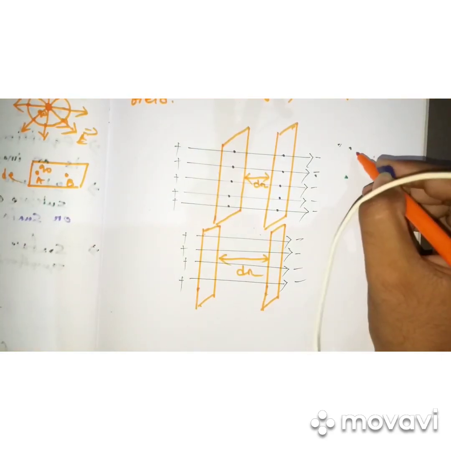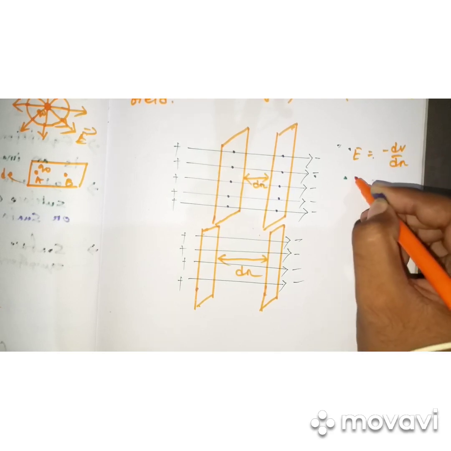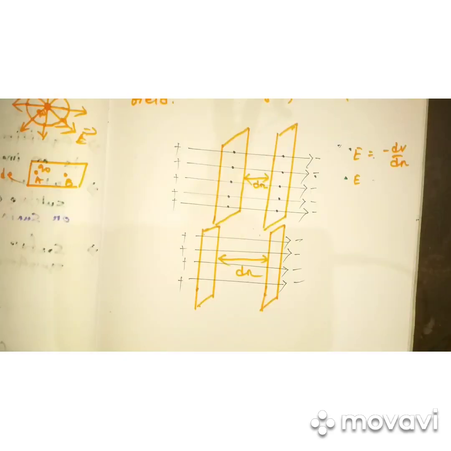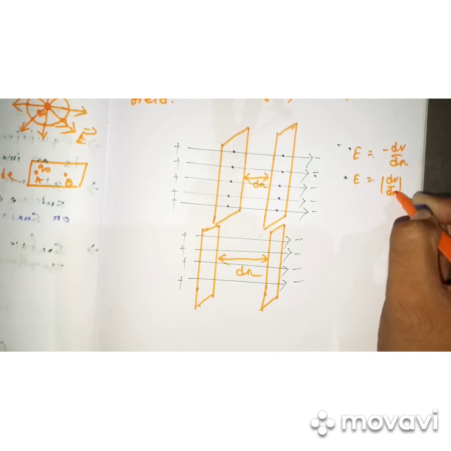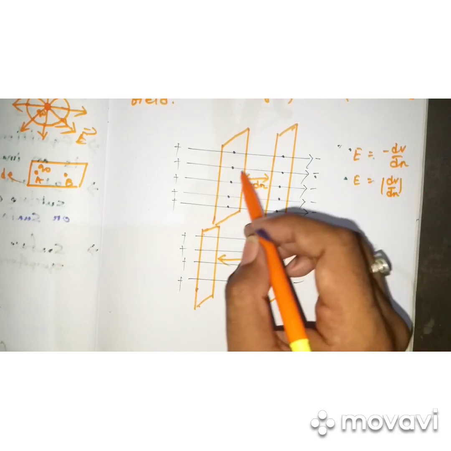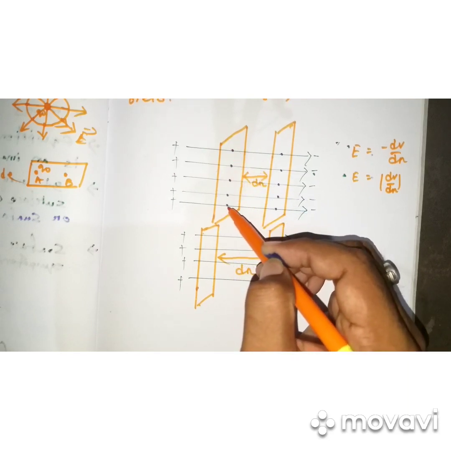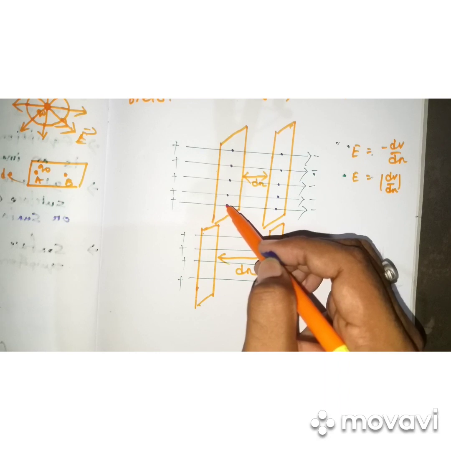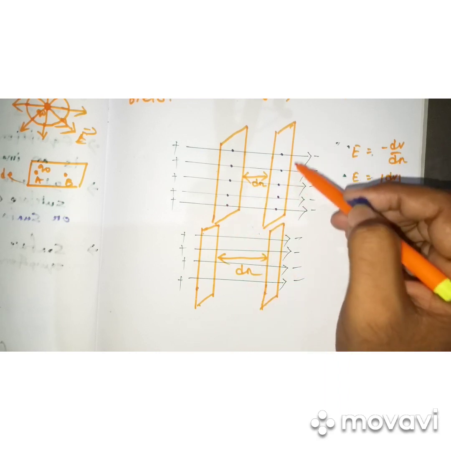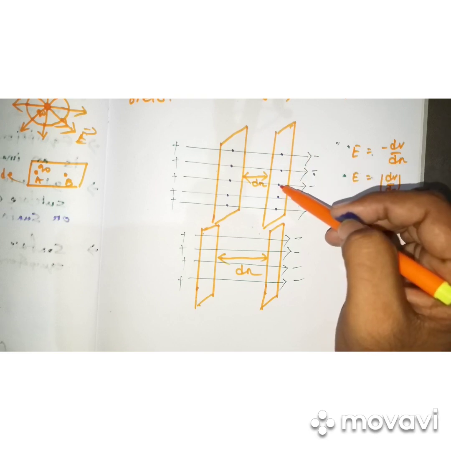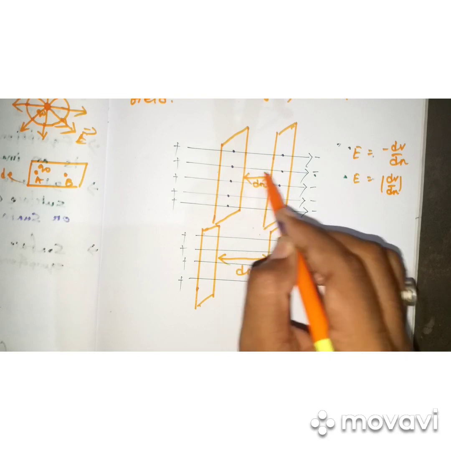We know E equals minus dV by dr. That means E equals the magnitude of dV by dr. In the first figure, each point on the first equipotential surface, potential remains constant. Each point on the second surface, potential remains constant. So there is a change in potential between them.